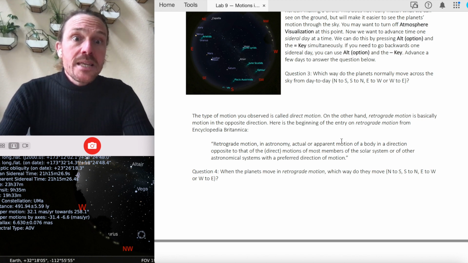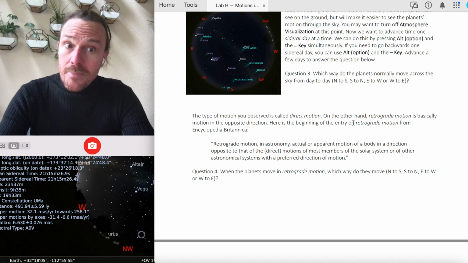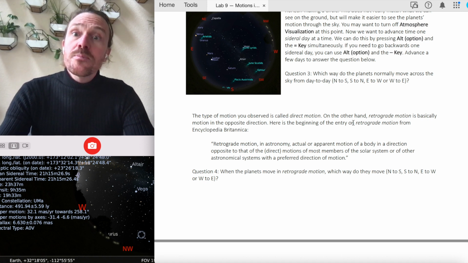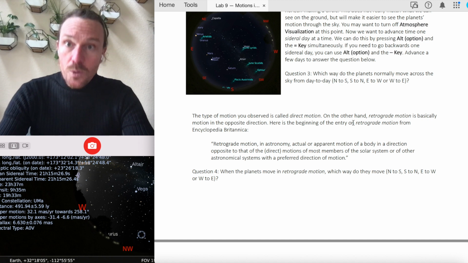So here is the beginning of the entry on retrograde motion from Encyclopedia Britannica. Retrograde motion in astronomy: actual or apparent motion of a body in a direction opposite to that of the direct motions of most members of the solar system or of other astronomical systems with a preferred direction of motion.